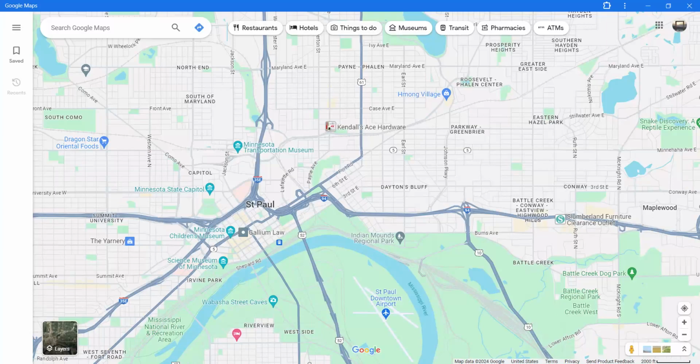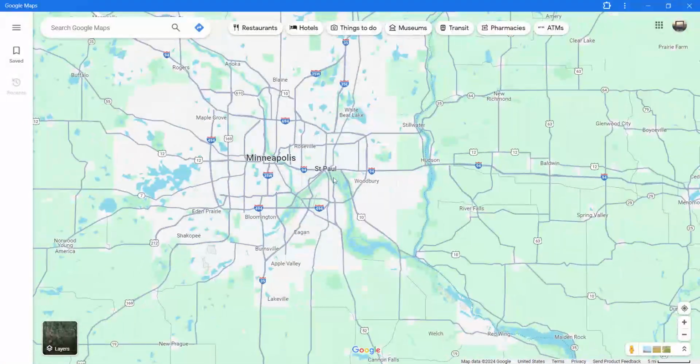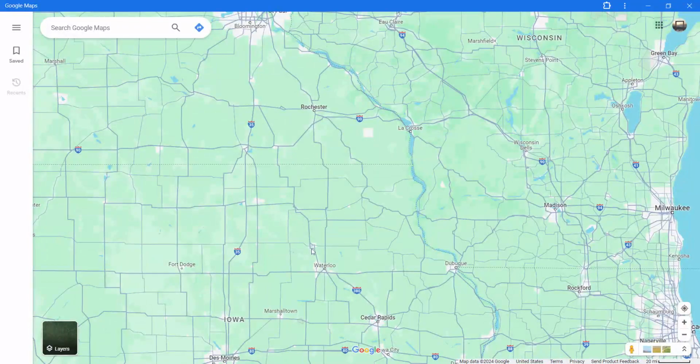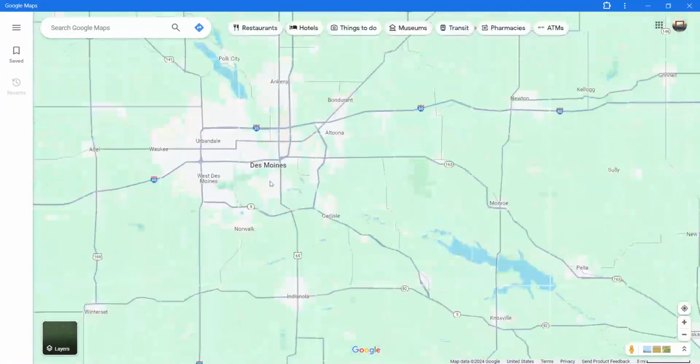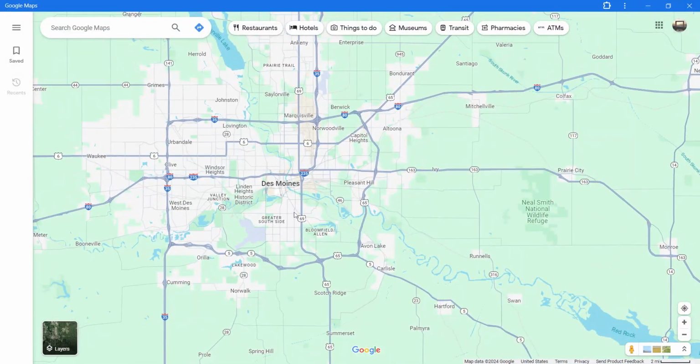Now, we move southward at this point, and we go down to the state of Iowa, and we find its capital in the city of Des Moines. Des Moines, Iowa. No, it's not Des Moines. It's Des Moines.